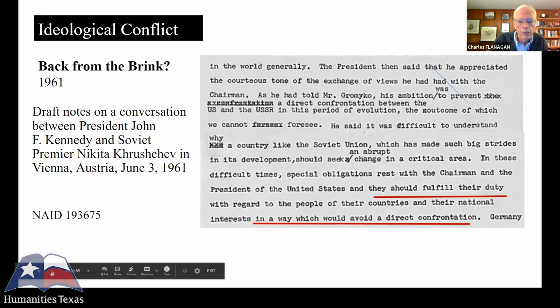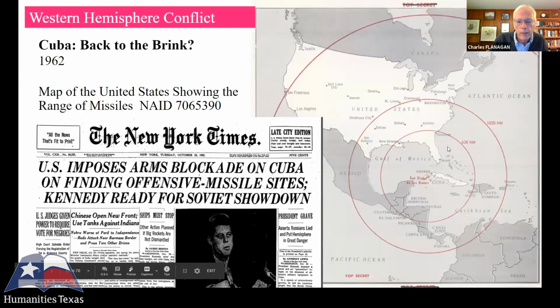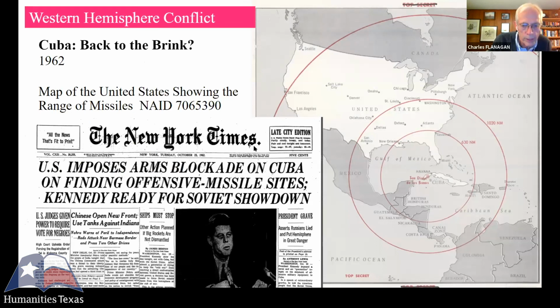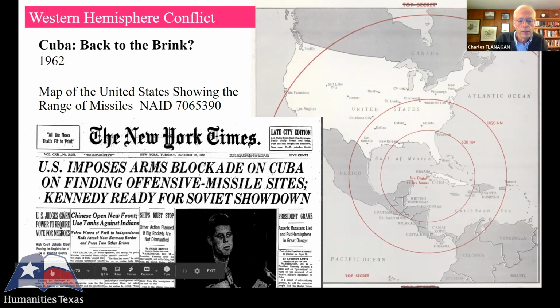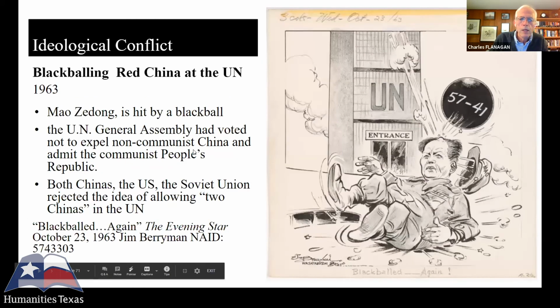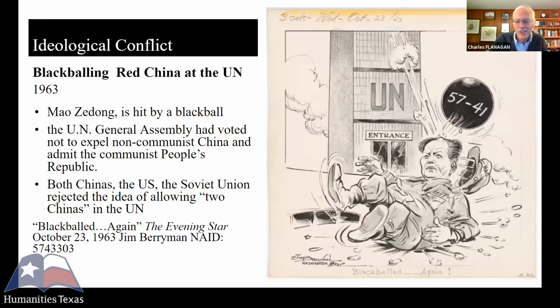But I wanted to also give you this image, once top secret map, showing that in 1962 we are back to the brink because we discover Russian missiles in Cuba, and that introduces the Cuban Missile Crisis. And for my last slide, blackballing Red China at the United Nations. The two China policy has a recognition that the communists control the mainland and the non-communists control the island of Formosa, but only non-communist China has a seat in the UN. And every year, the US leads its non-communist allies to blackball the Chinese application for membership.